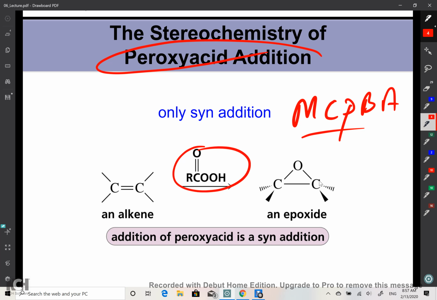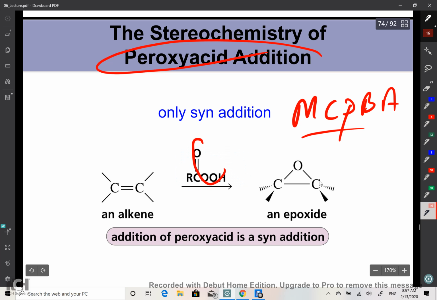All you need to remember is if you see a molecule with this functional group, carbon double bond OOH, then you know that you are forming an ether. You know you are forming an ether. Does that make sense?